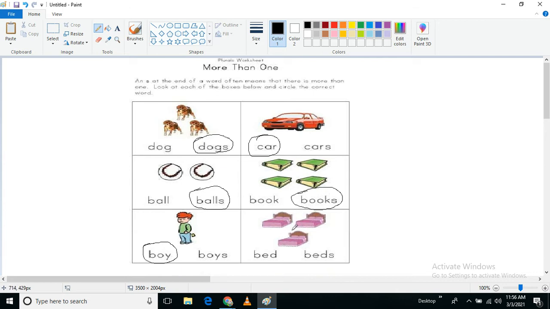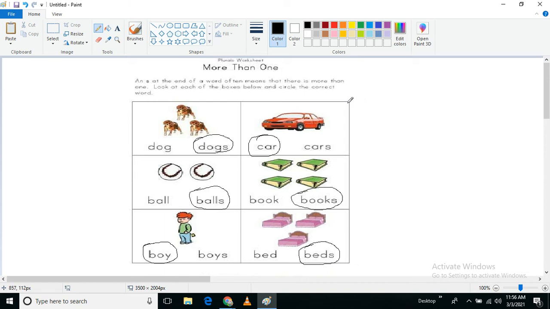Now, is this one bed or many beds? Yes, students. Bed, beds. Yes, beds. So we have to circle on beds, right? So in this way, you have to do activities at home, okay?